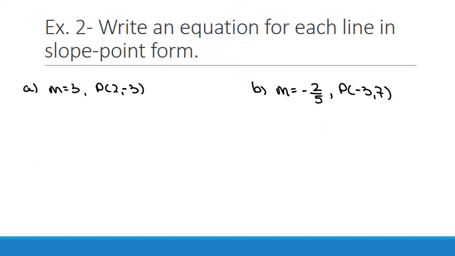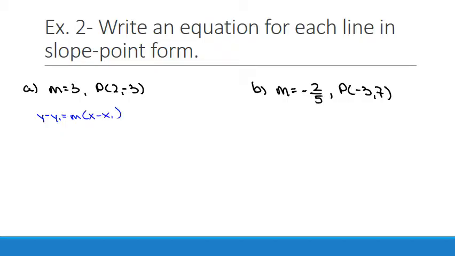Second example, let's write an equation for each line in slope point form. In order to write something in slope point form, you need to know the slope, and then you need to know a point. So in these two examples at least, I'm given the slope and a point. So this should be pretty easy. Again, I'm just going to write y minus y1 equals m bracket x minus x1.